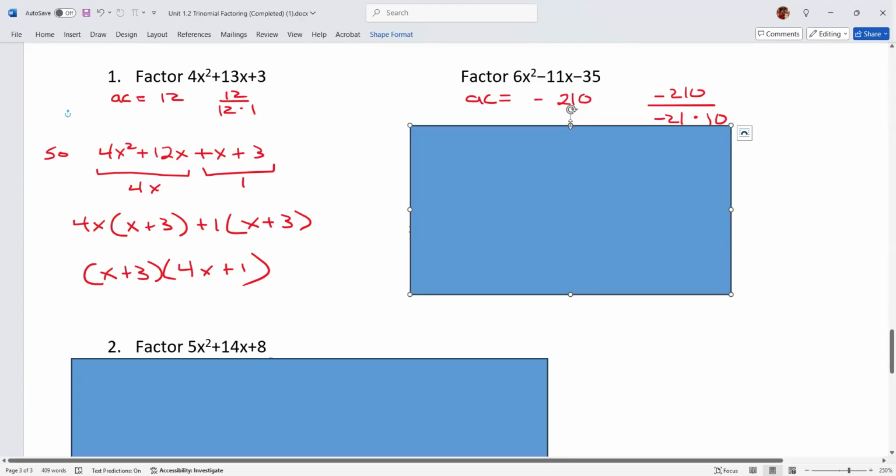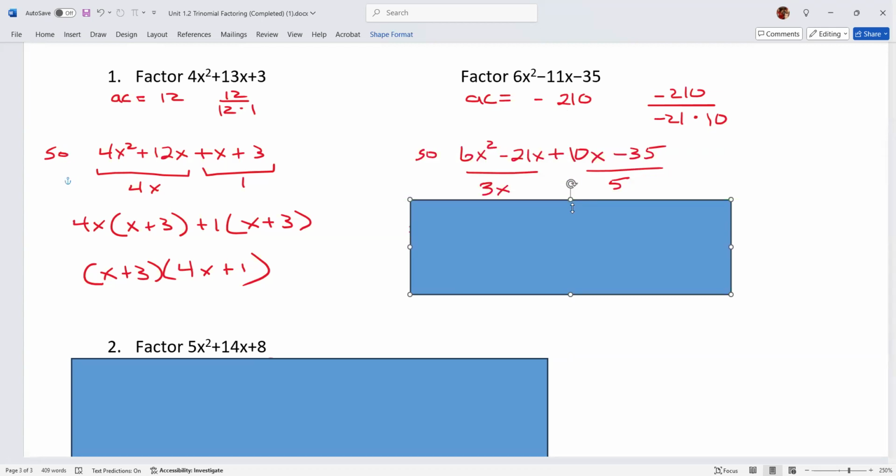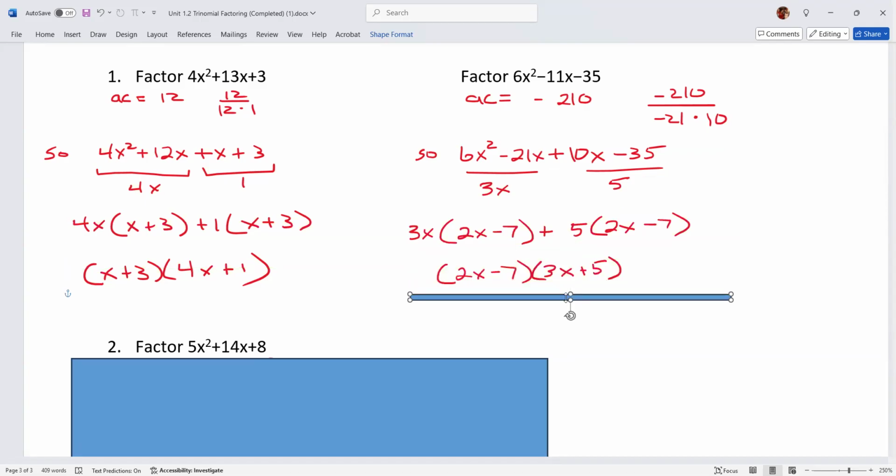Sometimes you just have to get a calculator out and divide when these numbers are big to look for factors to multiply to 210 or negative 210, but add to that middle term. So there's my combination. So I rewrite this as 4 terms. I then group, pull out the greatest common factors. I get the 2x minus 7 as a common factor, and then I finish it off.